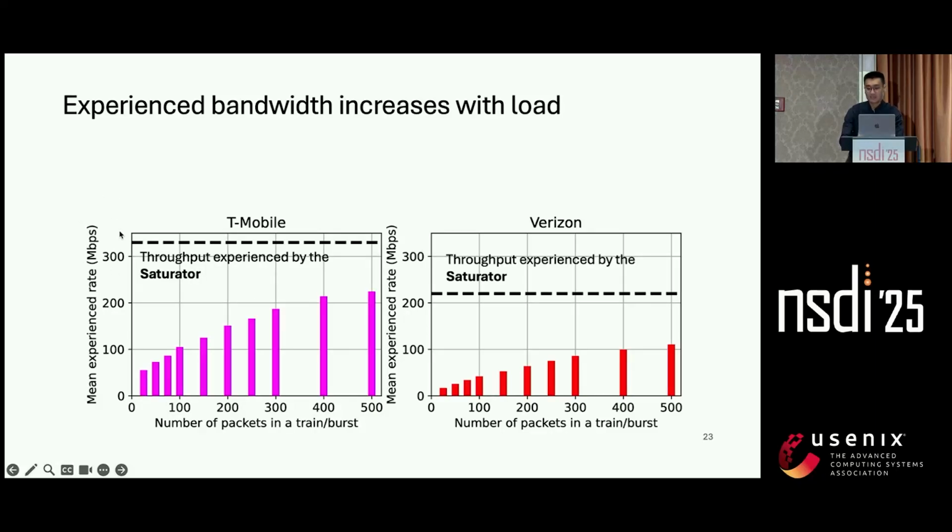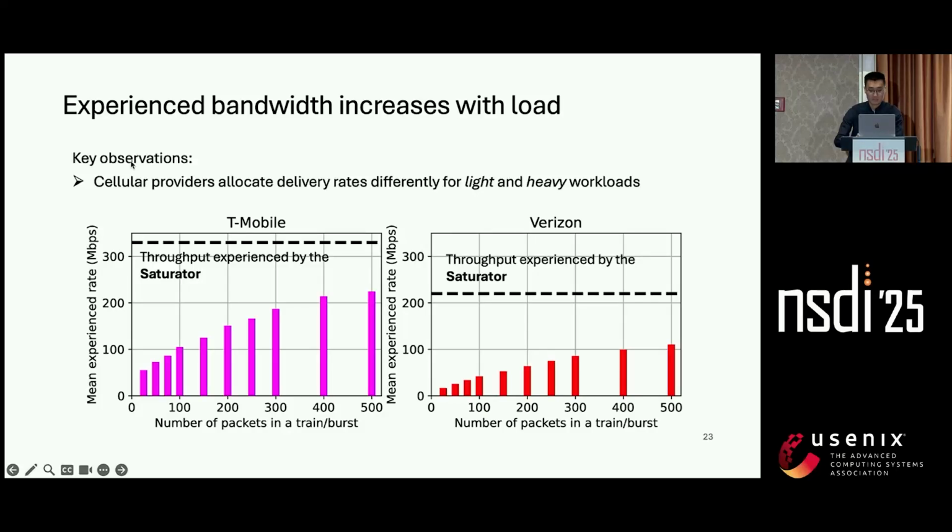As you can see, different train sizes result in different rates, with smaller trains or lighter workloads experiencing lower throughput compared to the larger ones. For reference, this is the throughput reported by the saturated workload, which is higher compared to all the others. It is clear from this graph that cellular providers allocate delivery rates differently for light packet train probing kinds of workloads and heavy workloads like the saturator.